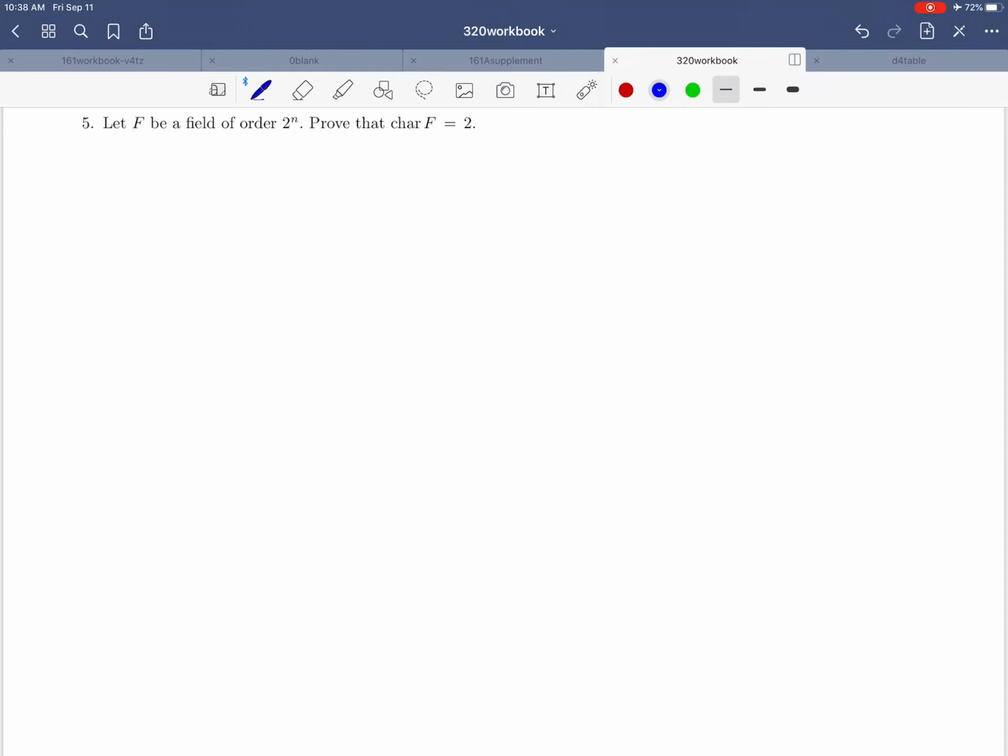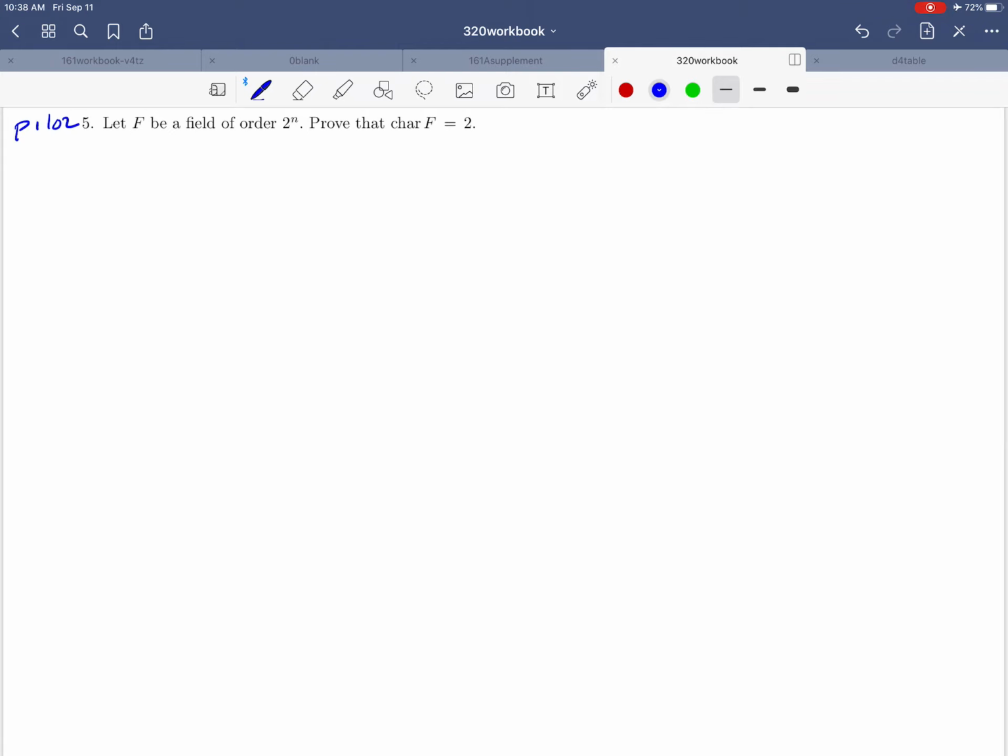Hello, everybody, and welcome to exercise 5 on page 102 of the workbook here. Now let's take a minute and read this exercise together. So they're giving us a field of order 2 to the n, and they'd like us to prove that the characteristic of F is equal to 2.